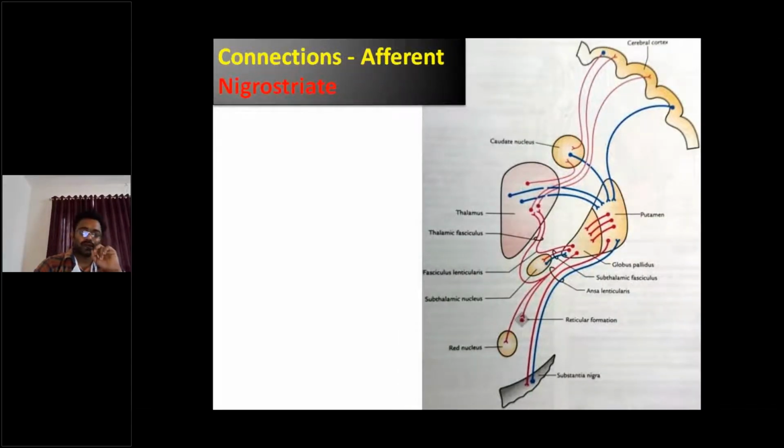Next one, nigrostriate. Fibers arise from the substantia nigra.